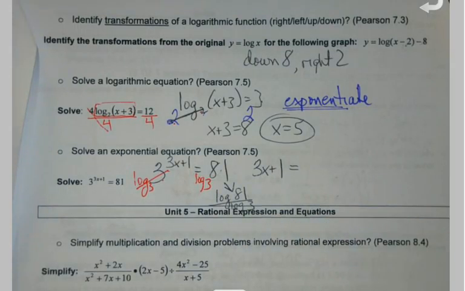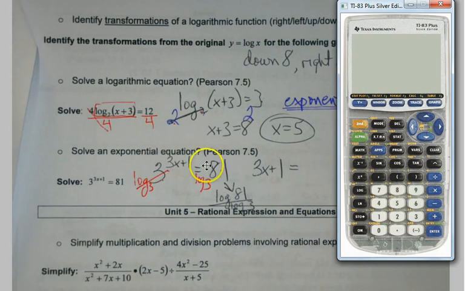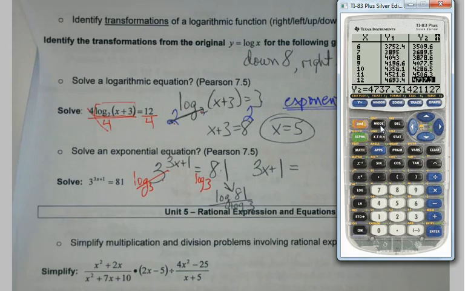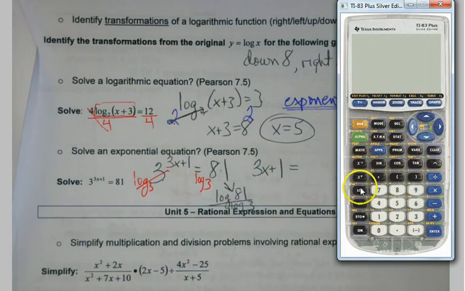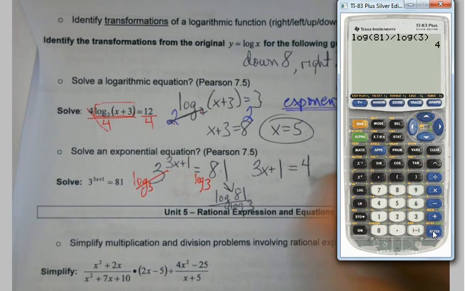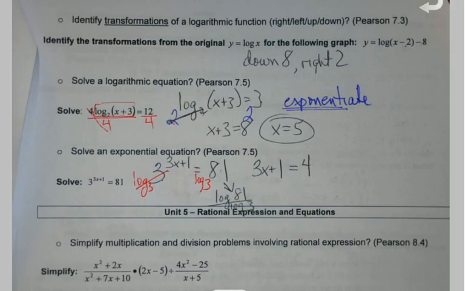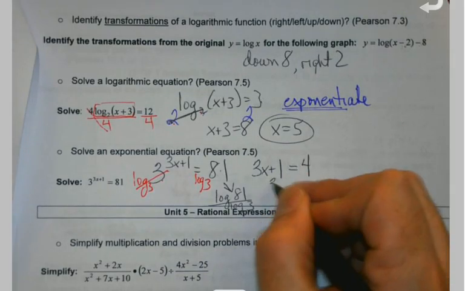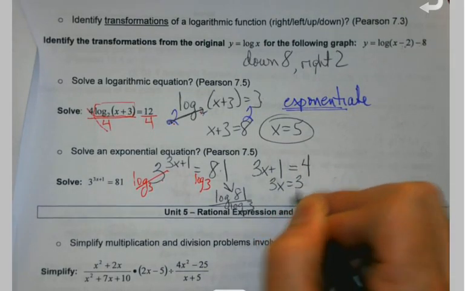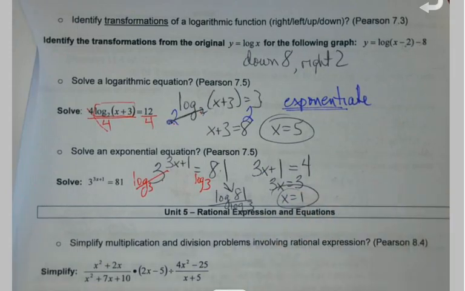When I'm doing that, it was funny, I was about to do it on my own calculator. That wouldn't help you out very much now, would it? So I've got the log of 81 divided by the log of 3, which is 4. That equation just got easy all of a sudden, didn't it? Minus my 1 over, divide by 3.